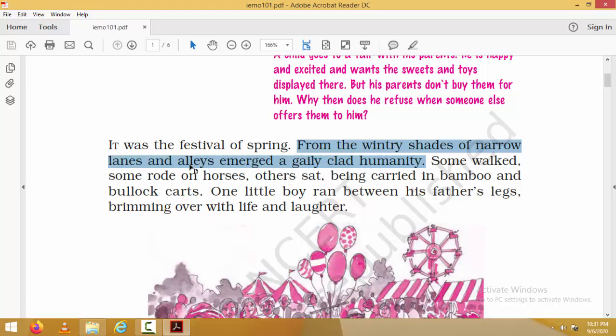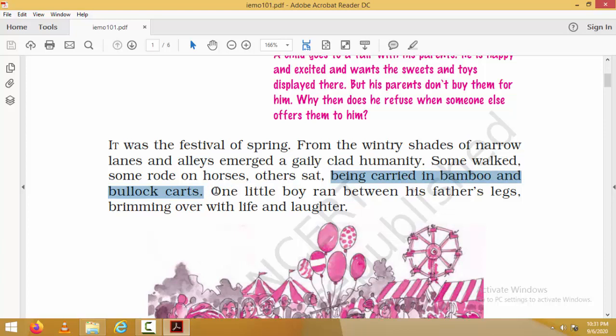Some of them were walking to the fair, some rode on horses, and others sat, being carried in bamboo and bullock carts. So some people were walking, some rode on horses, some were sitting on carts carried by bamboo or bullock carts.